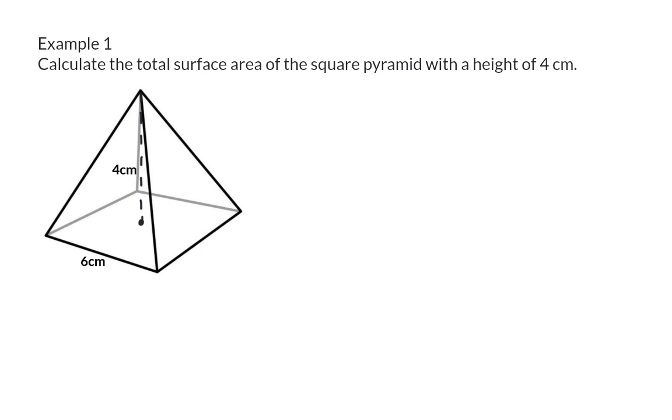Example 1. Calculate the total surface area of a square pyramid with a height of 4 centimeters. To calculate the total surface area of this pyramid, I'm going to start by calculating the area of the base, which is a square. For this, I will calculate the side squared. Then we add the area of 4 different triangles. Each of these triangles has the formula a half multiplied by the base of the triangle and then that triangle's perpendicular height, which in this case we call the slant height.